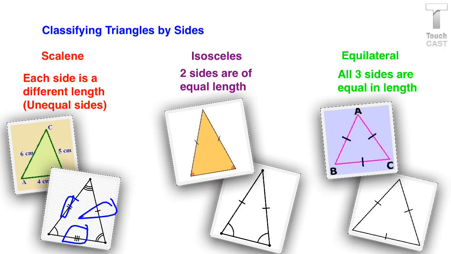Then we have isosceles triangles. Isosceles triangles have two equal sides. Then we have equilateral triangles. Equilateral triangles are going to have sides all the same length. When you hear equilateral, it kind of sounds like equal. So you'll keep in mind, equilateral triangles have sides of equal lengths.